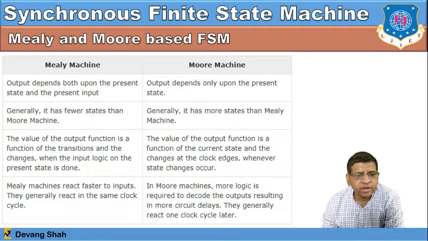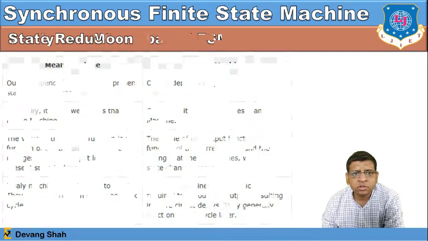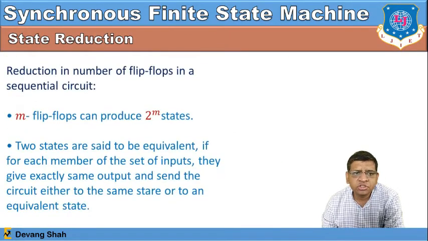So Mealy machines react faster to inputs. They generally react in the same clock cycle. Why? Because here the direct input is provided to the output combinational logic, right? But in a Moore machine, more logic is required to decode the outputs, resulting in more circuit delays. They generally react one clock cycle later, right? So that is one of the drawbacks of the Moore machine: it provides a kind of delay, because it changes the states after the clock, right?